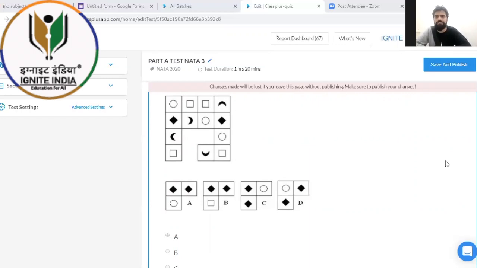Now option number C is also not possible. In none of the columns can we see 3 similar objects here. If you take this option, 1, 2, 3, 4, in the fourth row the fourth square will come. So C is not possible.